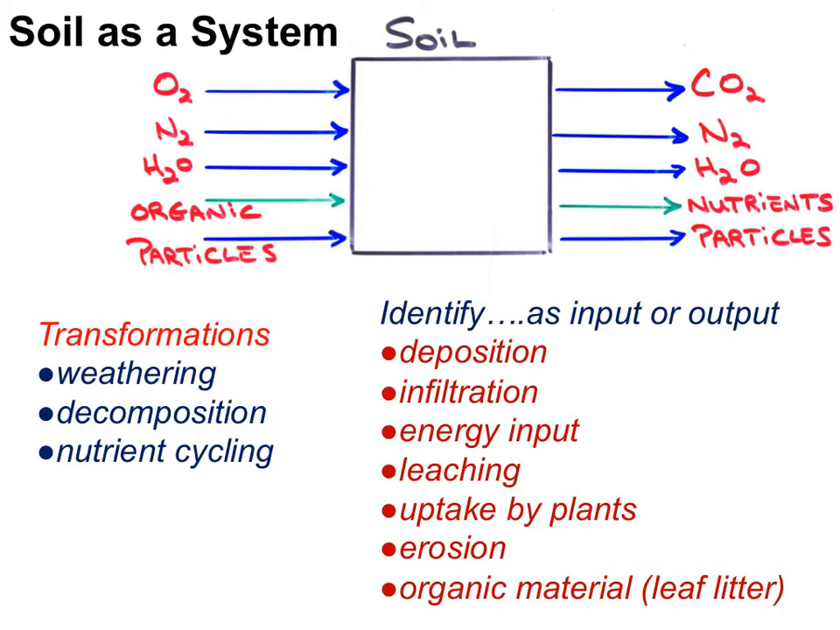Now, the outputs include gases such as carbon dioxide from respiration, nitrogen gas from denitrification, water due to evaporation, the uptake of nutrients as well as water from the soil by plants, and particle loss due to erosion. Now, all of these processes right here are transfers, simple change of location.